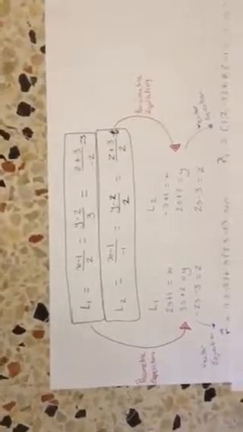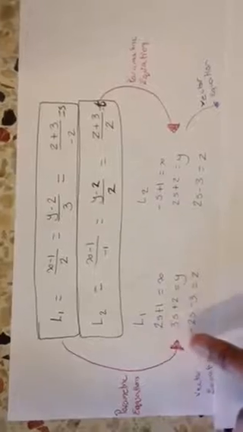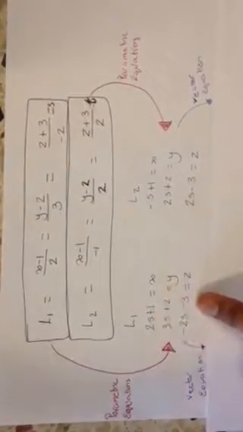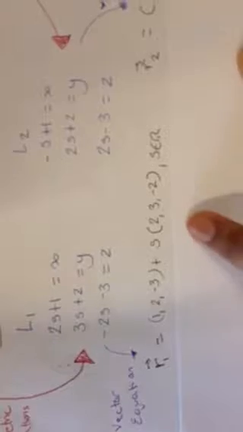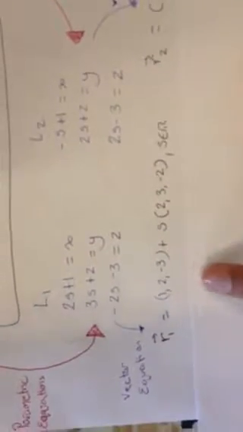Now, once we have the parametric equations, we can easily determine the vector equations, because we know that this is going to be our direction vector coordinates, and these are our coordinates for the point on the line. So here is the point on the line, and here is our direction vector. This is for line 1, and this is for line 2. So now that we've got our direction vectors, we can now find the dot product.